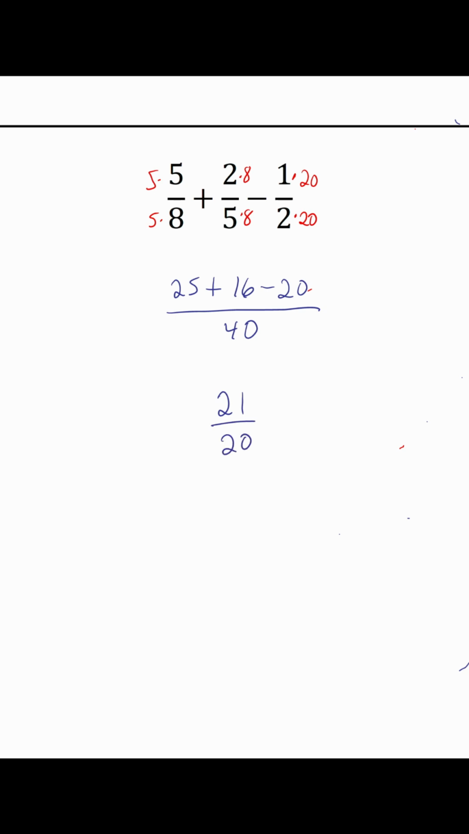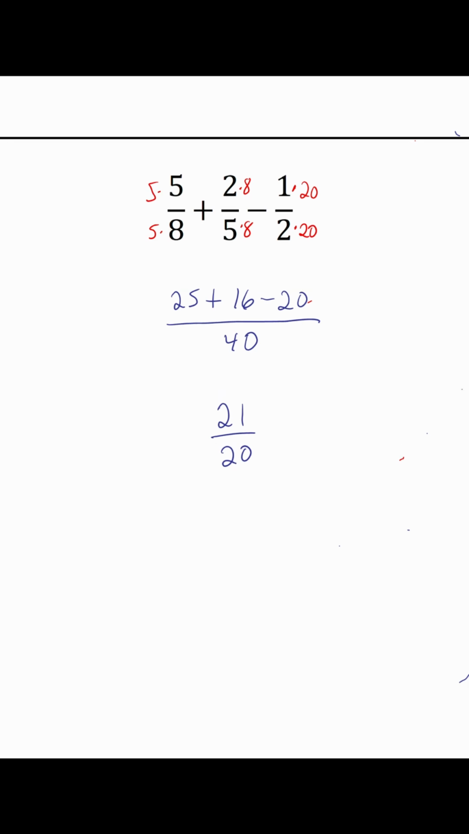So multiply the first fraction by 5 and 5, multiply the second one by 8 and 8, and then multiply the third one by 20 and 20. Then we'll end up getting 5 times 5, which is 25, plus 16, 2 times 8, and then the 1 times 20 minus 20, and then over 40. And we'll end up 25 plus 16 will be 41. 41 minus 20 will be 21 over 20. And so that would be the answer to that one.